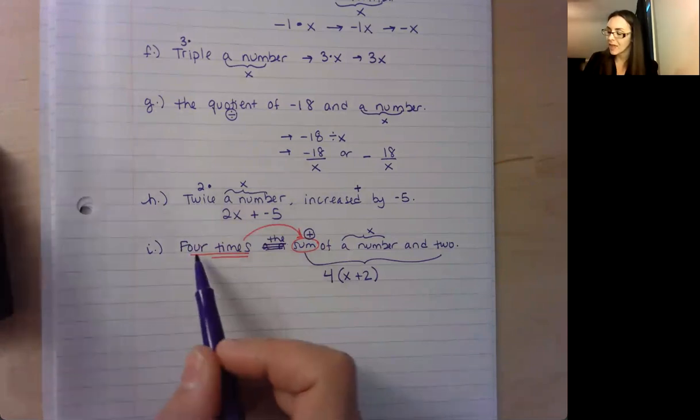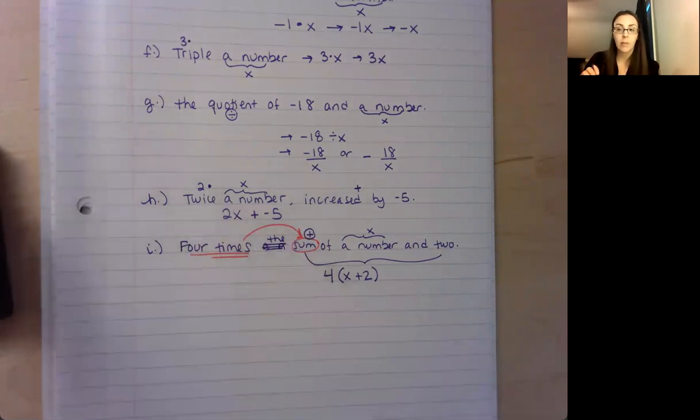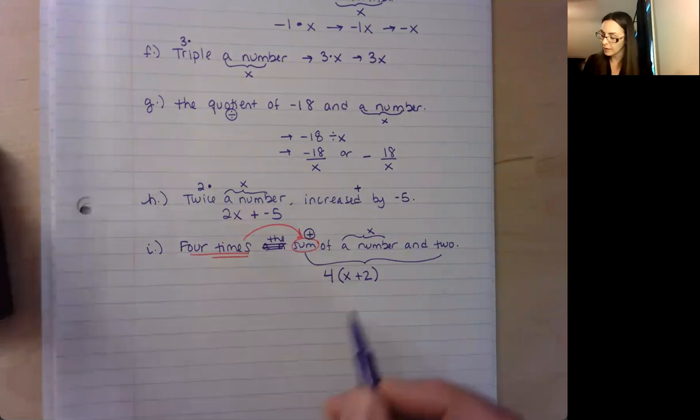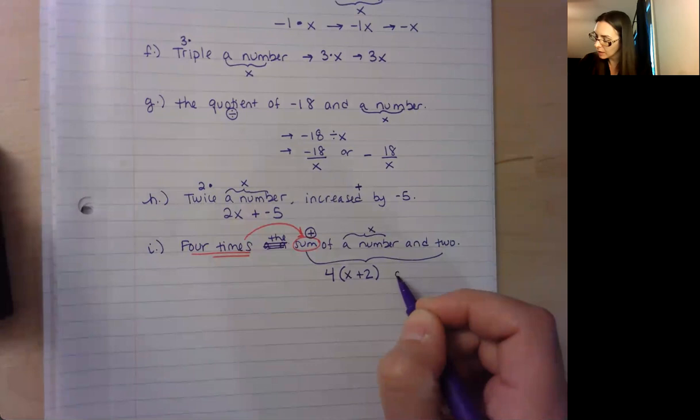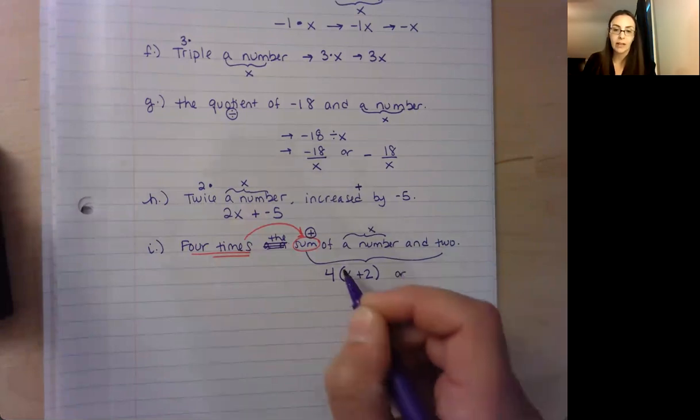Here we have 4 times the sum. So we're multiplying by the entire sum. So that whole sum has to go in parentheses there. So this would be our final answer. If you needed to simplify it, we could go ahead and distribute here and get 4x plus 8. So it just depends on how you need to write your final answer.